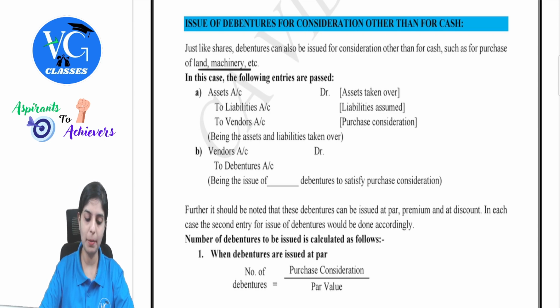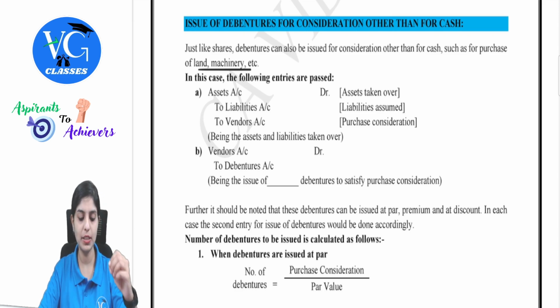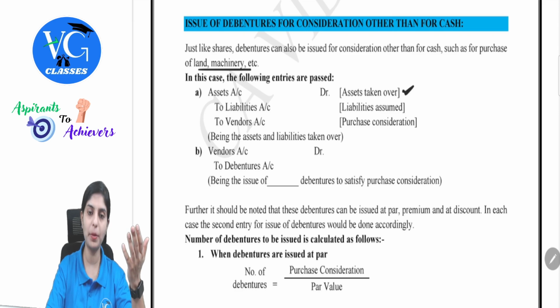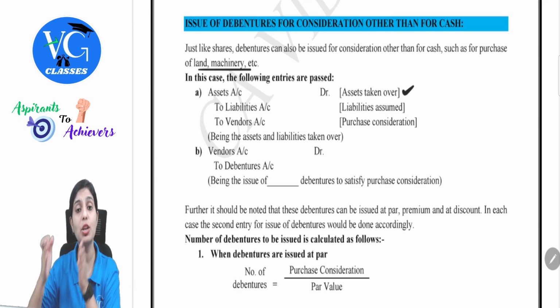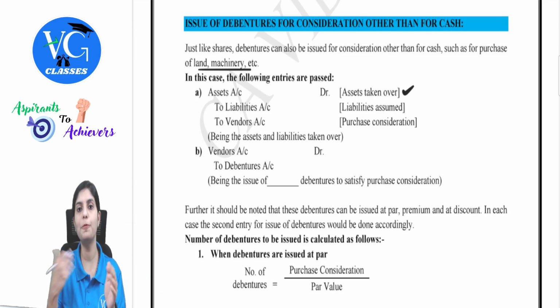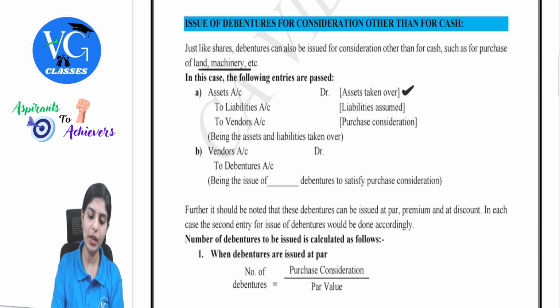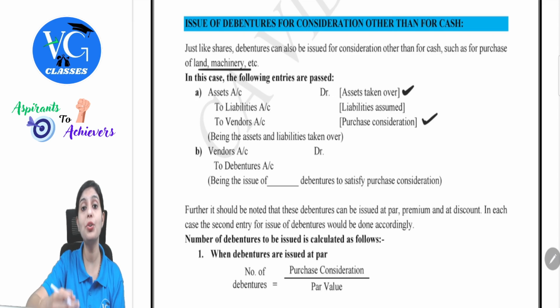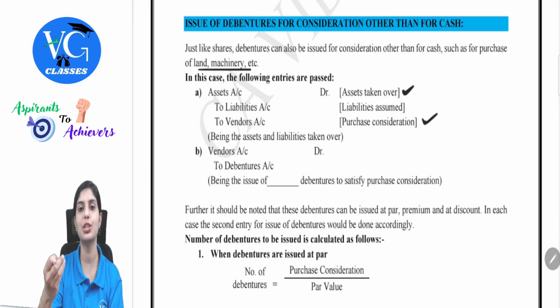So the following entries are passed. The first entry, if there is any business purchase, is this. Assets account debit for the assets taken over, because these will be our business assets. Liabilities, assumed liabilities, we will credit, because if there is a liability for us also, it will have a credit balance. And then to vendor's account, whatever amount we will have to pay as purchase consideration when a business is purchased. This is the entry we understand when there is a business purchase.